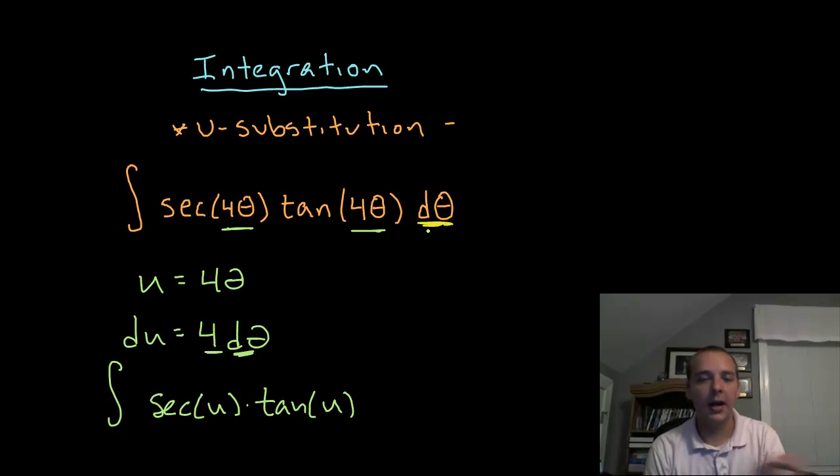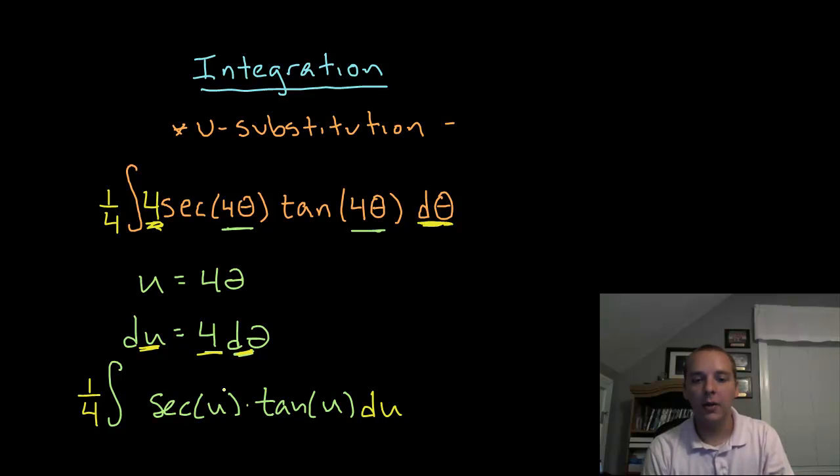So as I have to often do, I'll tweak this integrand by a constant. I'll put a 4 in the integrand so that I have a 4 d theta, and because of the addition of this 4, I'll put a 1/4 on the outside of the integral. So this will be 1/4 integral secant u tan u, and then the 4 d theta, that's the same thing as du. So secant u tan u du.